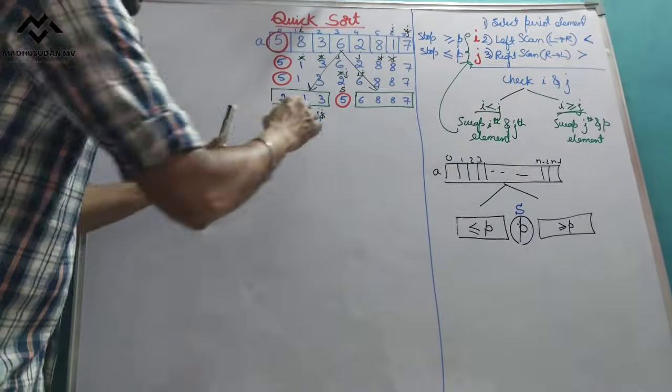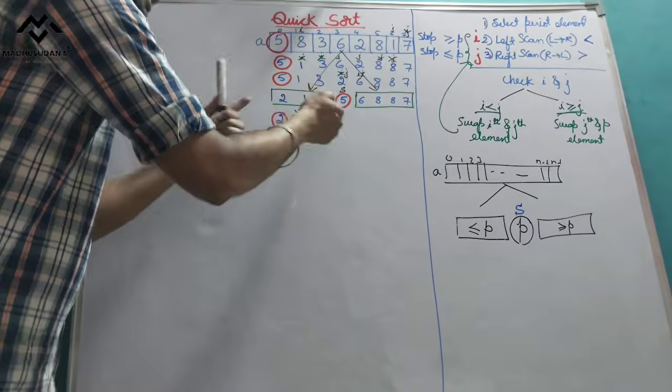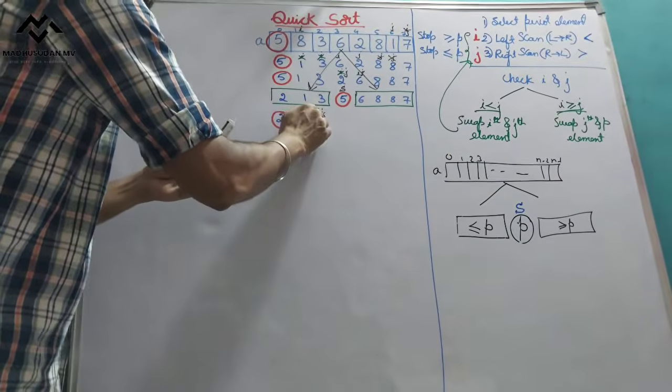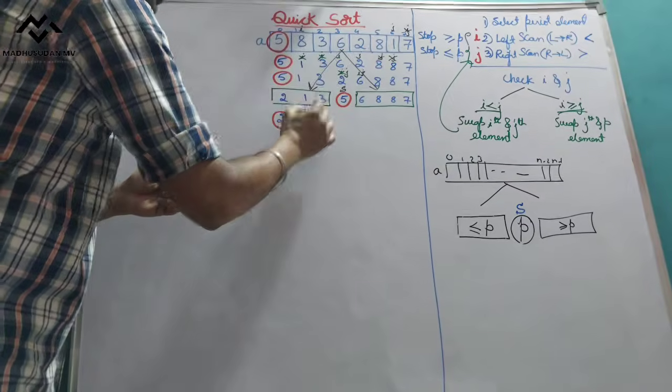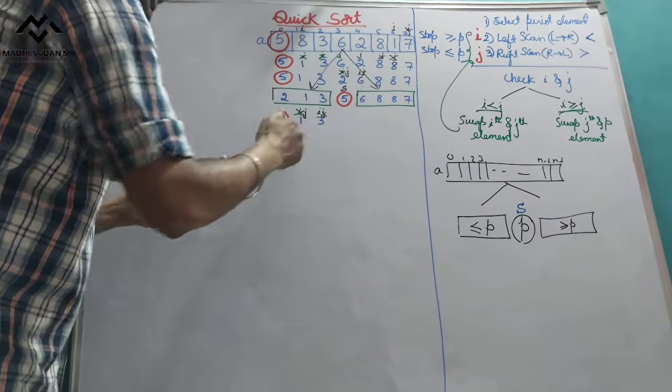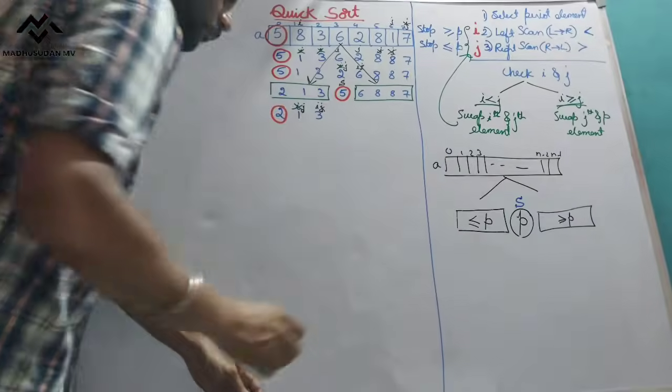After stopping both, we need to check i and j. Here now see again, i here, j here. I crossed over j: j value is 1, i value is 2. So i is greater than j. If i is greater than j, swap what and what?